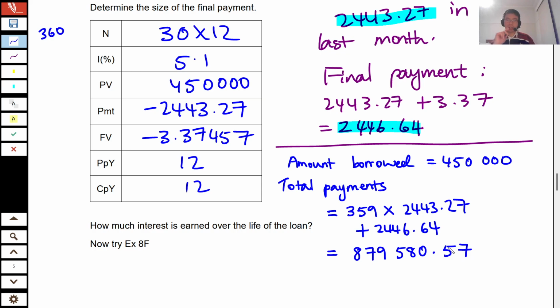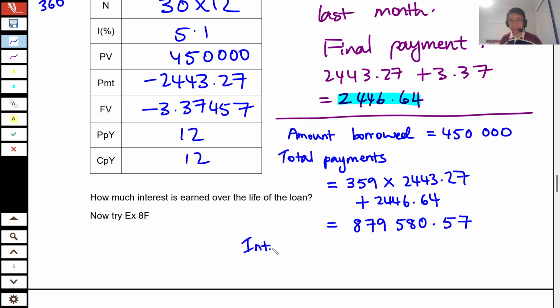Just take a moment to process this. We borrowed $450,000, and after 30 years, we have paid a total of almost $880,000. That is significantly more than the amount that we borrowed. Why? Because our loan earned compound interest over 30 years. This is how banks make money. You borrow money, you pay it back, but the thing that really kills you is the interest.